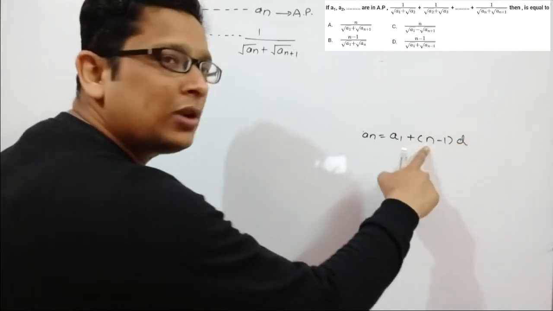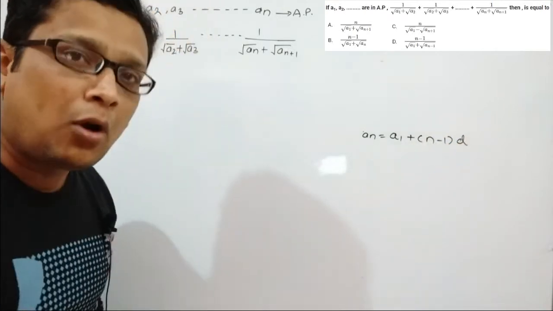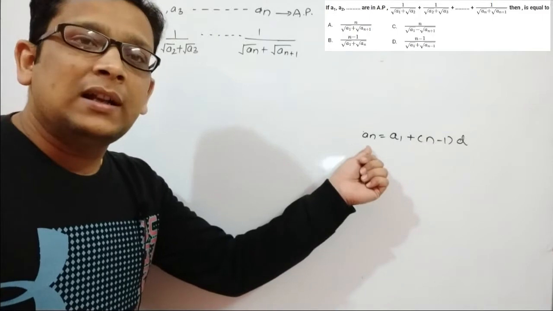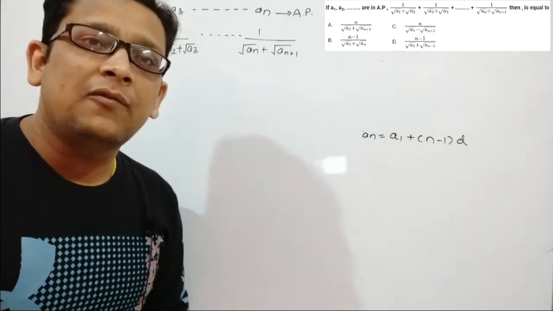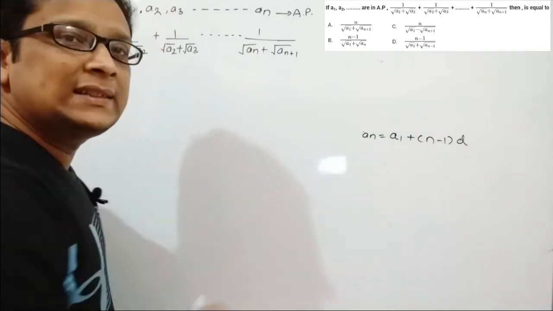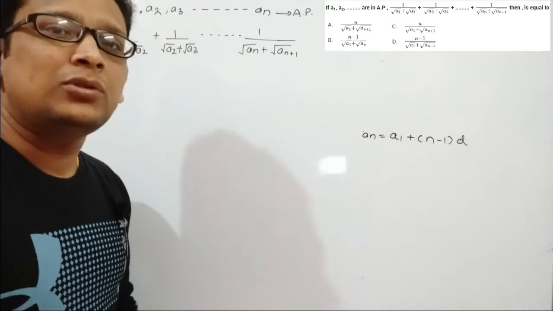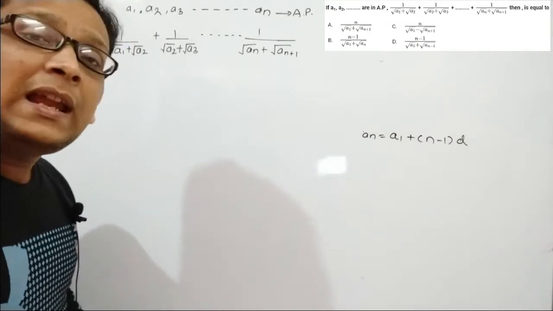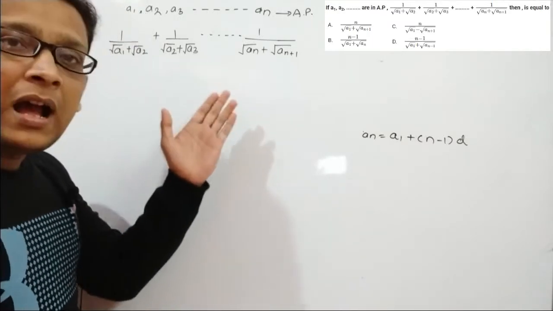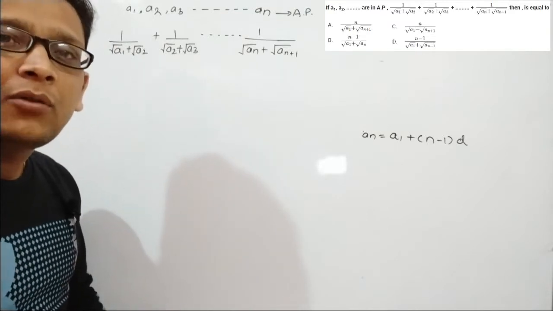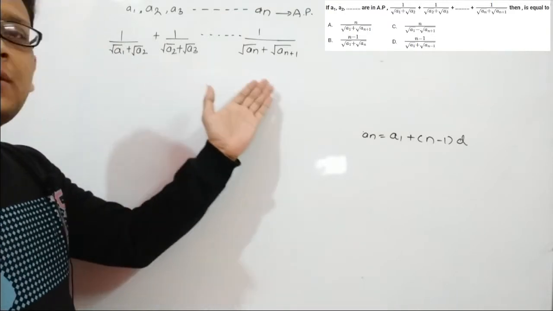Here n is the total number of terms, d is the common difference, an is the last term, and a1 is the first term. So we are just going to use this result in this question. The question says that if a1, a2, a3 up till an are in AP, then we have to find out the value of the given expression.